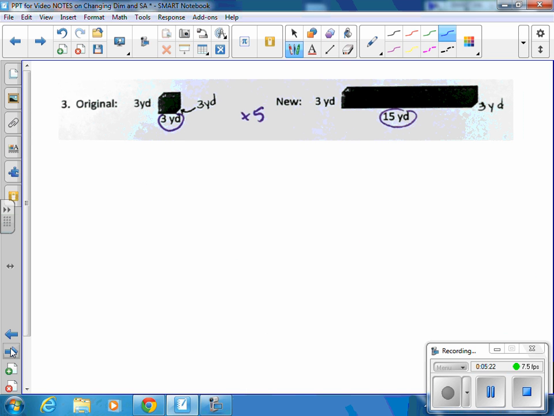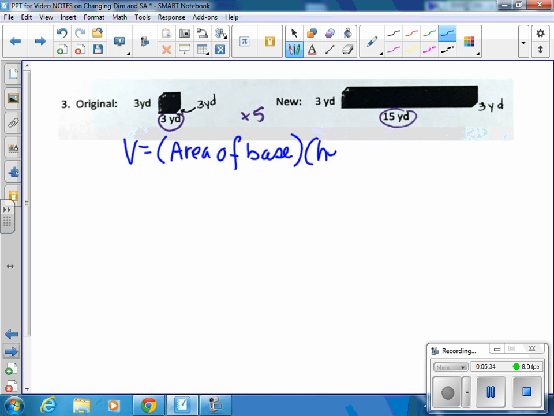Let's try one more just to make sure. This one starts off with a cube. Again, volume is equal to area of the base times the height of the whole prism. We start off with 3 yards here for our length or our width, whichever one you want to call this, and then it went to 15. So this was a scale factor of timesing it by 5. Again, we did this part in class already.